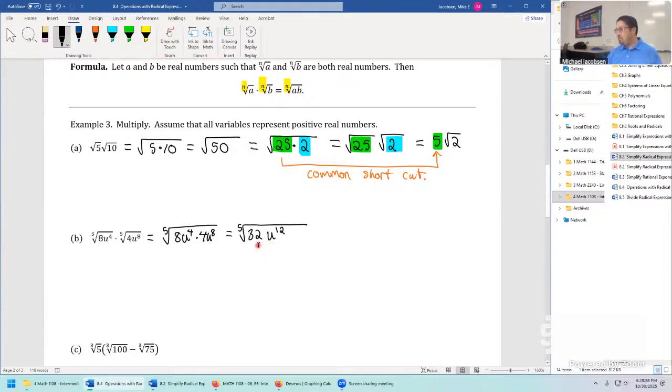32 feels like deja vu. We've explored this several times. 2 to the power 5 comes out as a 32. That's convenient for us because that makes taking the fifth root pretty rapid. But u to the power 12 is no good to us. That one we should factor down.